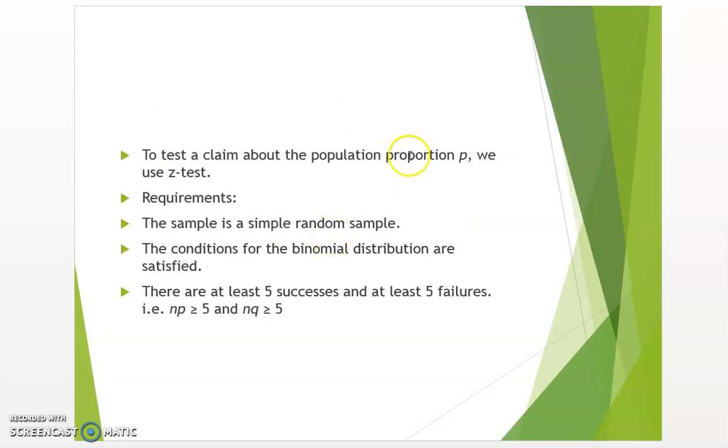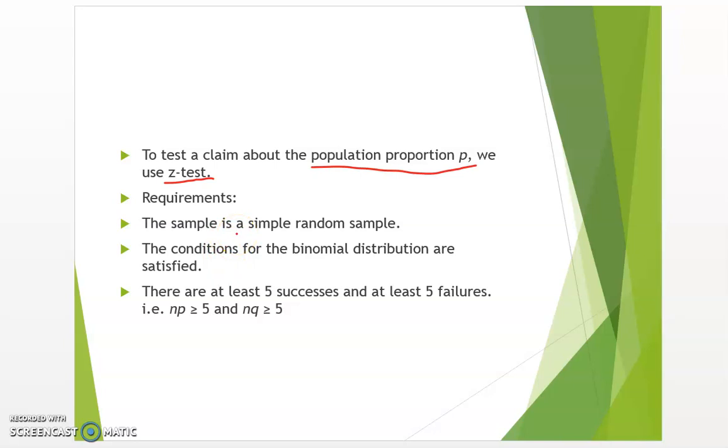In order to test a claim about a population proportion p, we use the z-test. When it comes to the calculator, we do a one proportion z-test. This z-test is different from the z-test for mean. I do want to emphasize that. Even though it's called z-test, it's the z-test for population proportion p. Requirements: the requirements are usually met, so this is not something you should worry about.